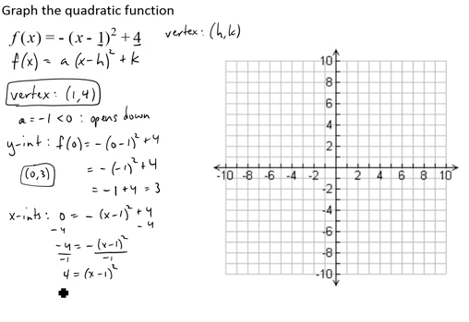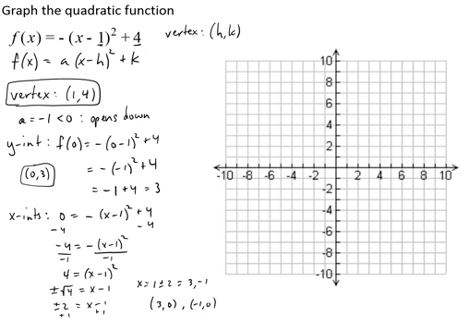And then we'll take the square root of both sides to get rid of that square. Anytime we take the square root of both sides, we need to use a plus or minus. And the square root of 4 is 2. And so we have plus or minus 2 equals x minus 1. Let's go ahead and add 1 to both sides. So I have x equals 1 plus or minus 2. So 1 plus 2 would be 3. 1 minus 2 would be negative 1. So I have two x-intercepts, 3, 0, and negative 1, 0.